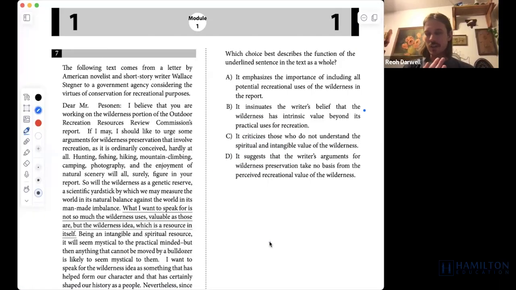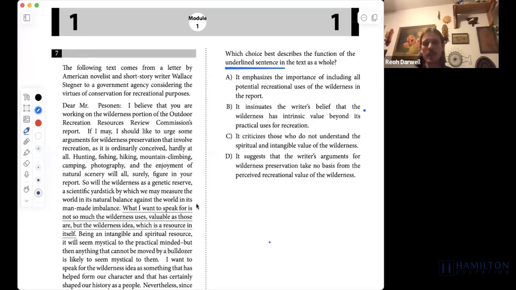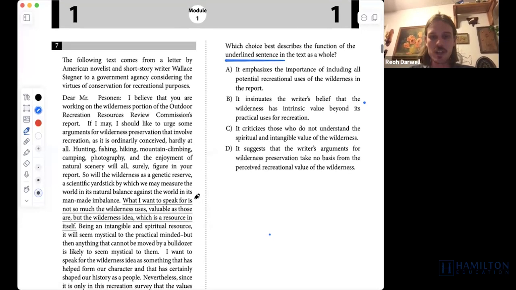So question 7 here, when we're asked about the function of an underlined sentence, it means we need to read the whole thing, okay? So I'm working through this. I'm presuming that you've read the whole thing. If you didn't, pause and read the whole thing now, okay? I'm not going to read it for you now on screen. I'm going to focus just on this underlined sentence, really, okay? But first I want to show a few things that might have led you astray.